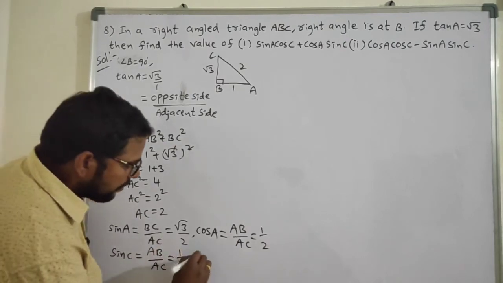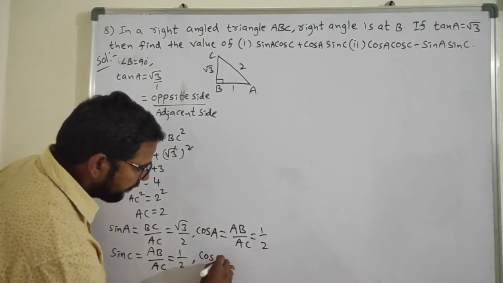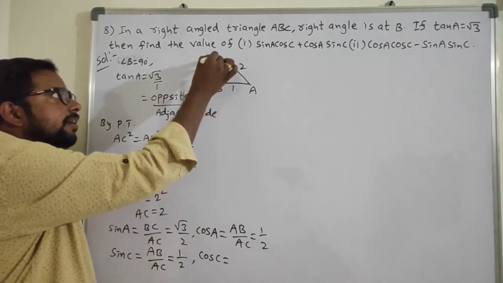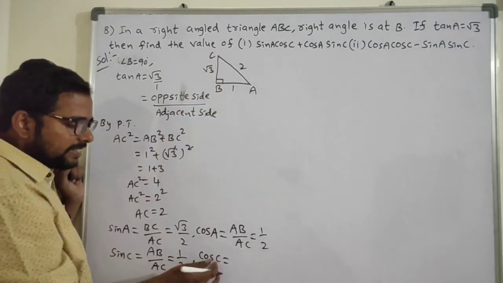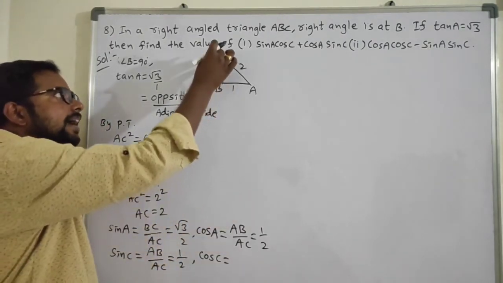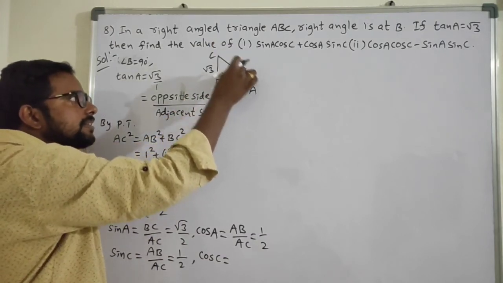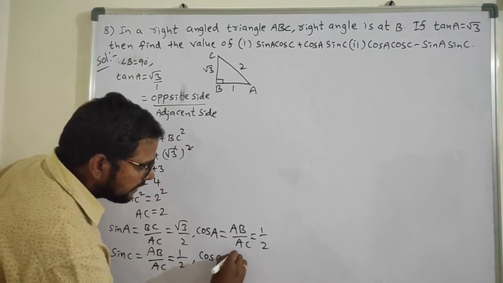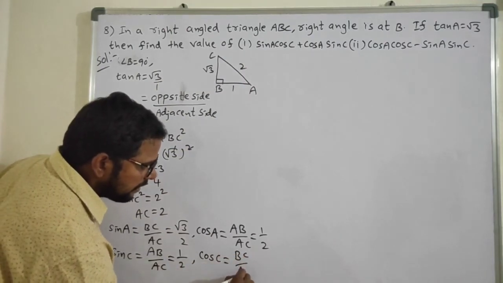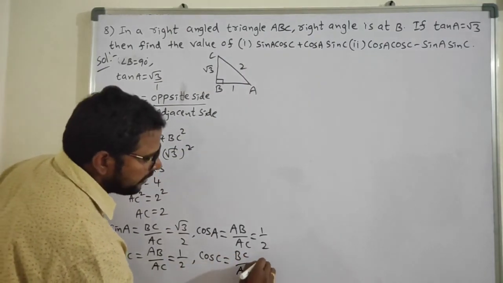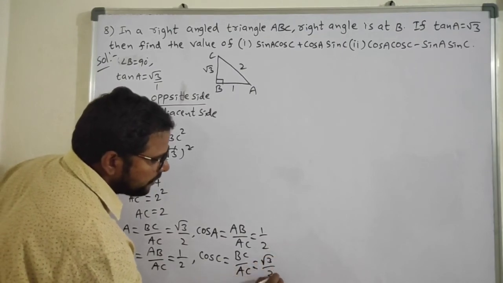Next, cos C. Cos C is equal to the adjacent side of angle C by hypotenuse, because the angle is C. So we take the adjacent side of C. That is BC. BC by hypotenuse AC. What is the BC value? Root 3. AC value is 2. Root 3 by 2.